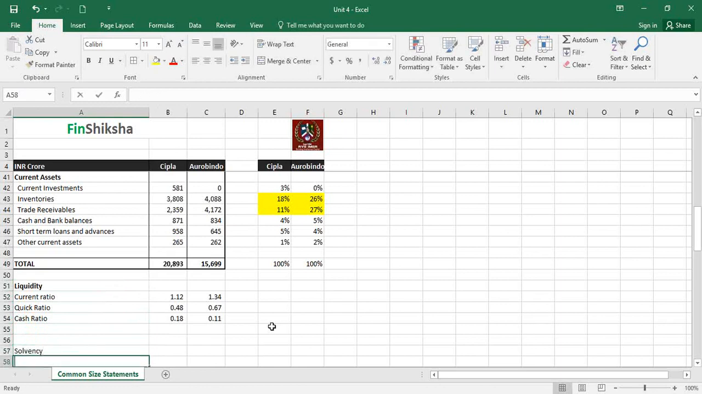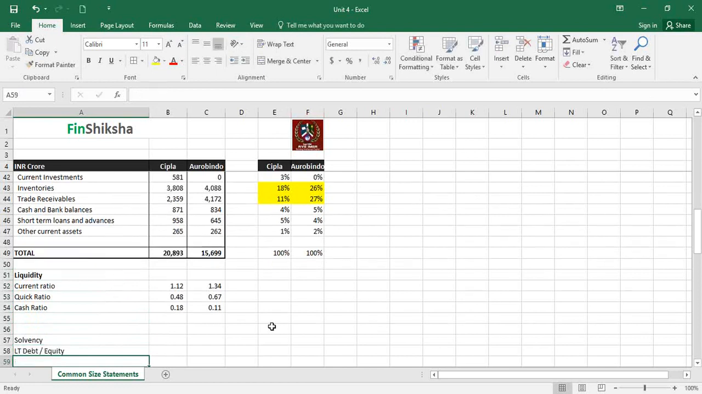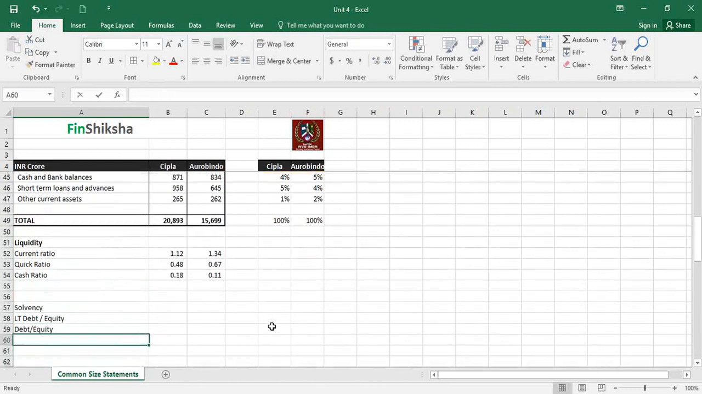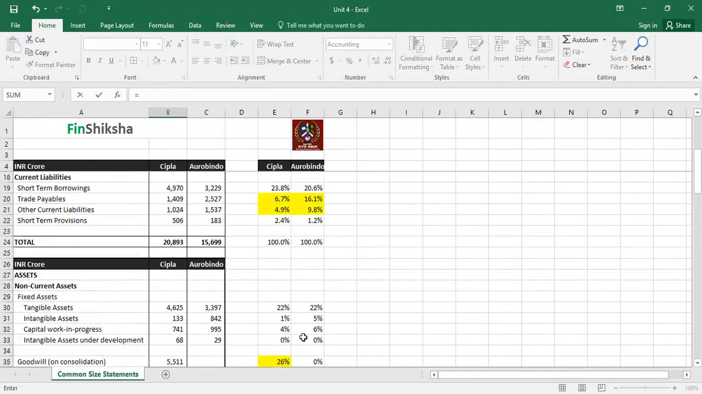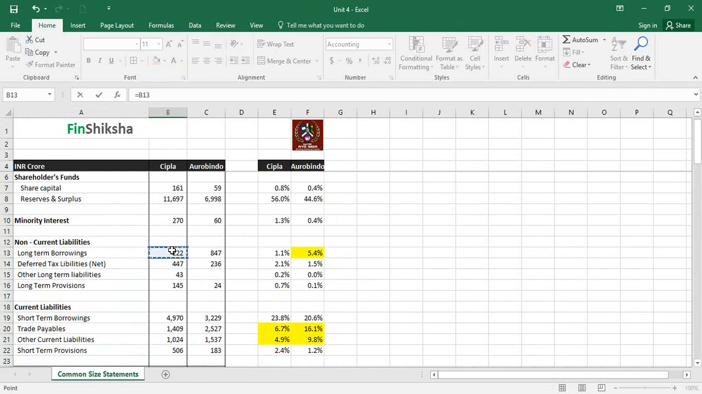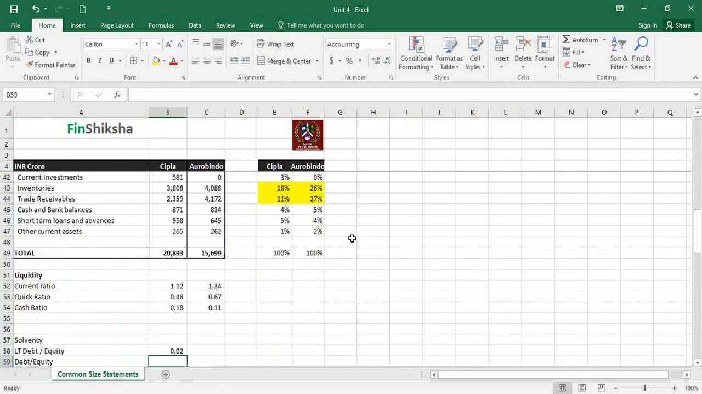Now let's talk about solvency. So we will start with long-term debt by equity. Then we'll calculate debt by equity, total debt by equity. Then we calculate debt by assets, correct? And we can also calculate assets by equity. So those are the broad ones. Let's calculate long-term debt by equity. So long-term debt is long-term borrowings divided by equity. That's the sum of share capital and reserves and surplus, correct?